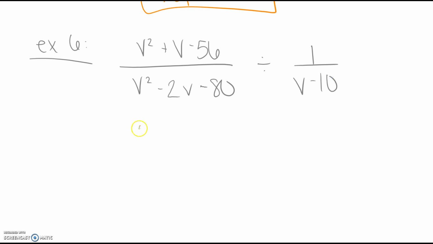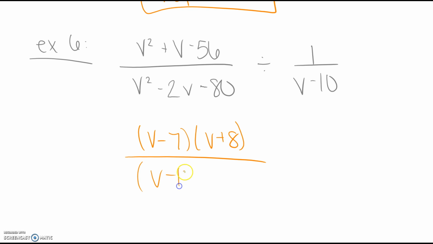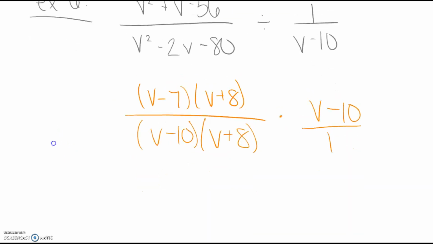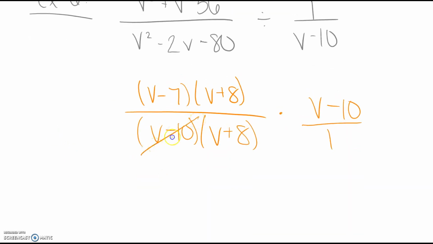So first fraction we can factor: v minus 7 times v plus 8. Denominator, v minus 10 times v plus 8. And then we need to flip and multiply by our second ratio, which if you want you can put over 1, or you could just leave it in the numerator. You might want to put it over 1 if you're prone to mistakes. So our v minus 10s will cancel, our v plus 8s will cancel, and we are simply left with v minus 7.